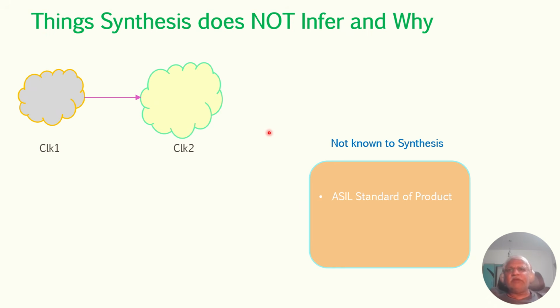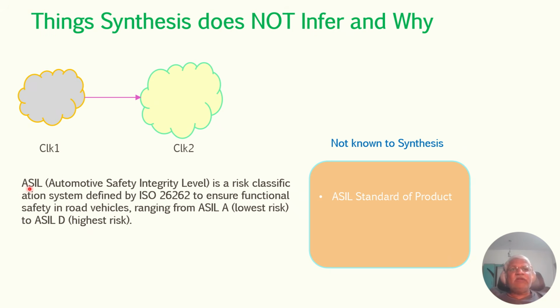Monitoring is also a big thing. So coming to that, ASIL stands for Automotive Safety Integrity Level. This is a risk classification system defined by ISO 26262. Basically, this is to ensure functional safety in road vehicles.